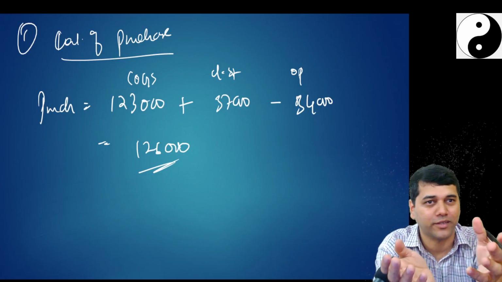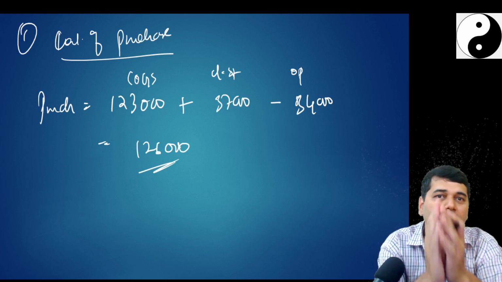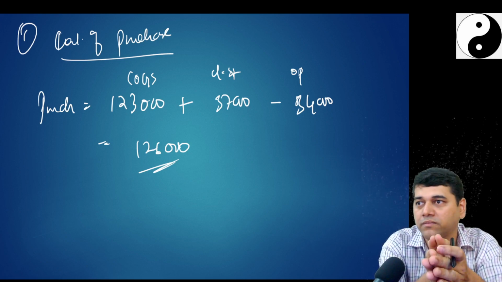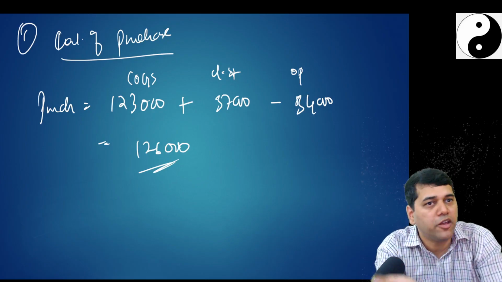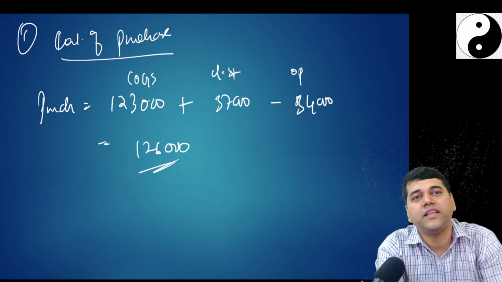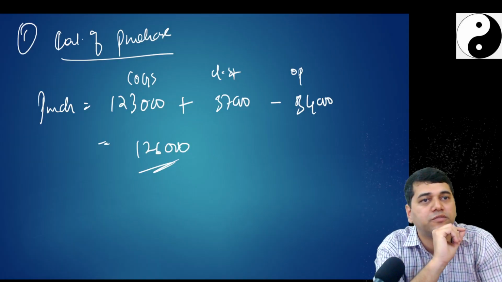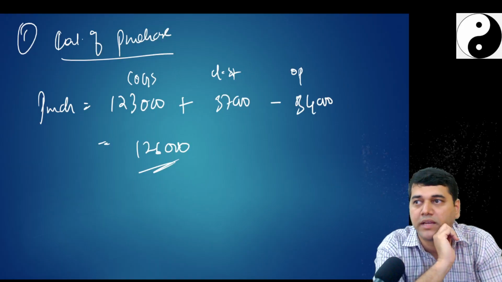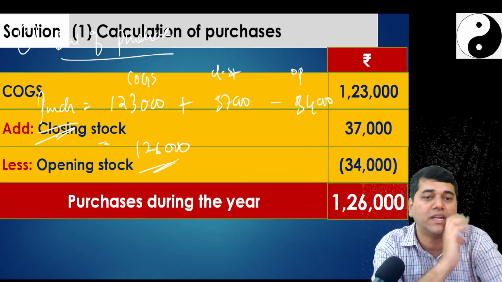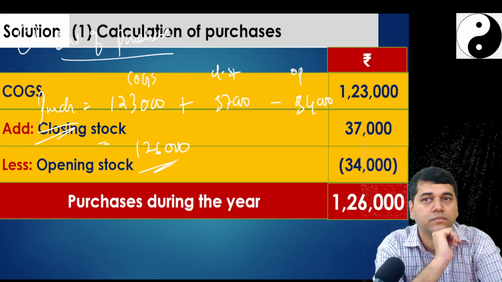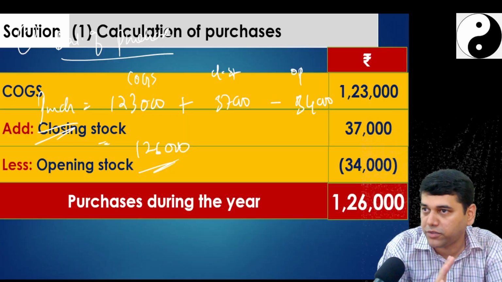Are you clear? No doubt? Please discuss, no hesitation. If you are not clear with these equations, what are we doing? The equation for COGS is simple. They gave me COGS and said prepare a direct method. I need a purchase value because I want to know how much was paid to the supplier. So first I will find out the purchase value. My purchase value is 1,26,000. With this I have every piece of information.